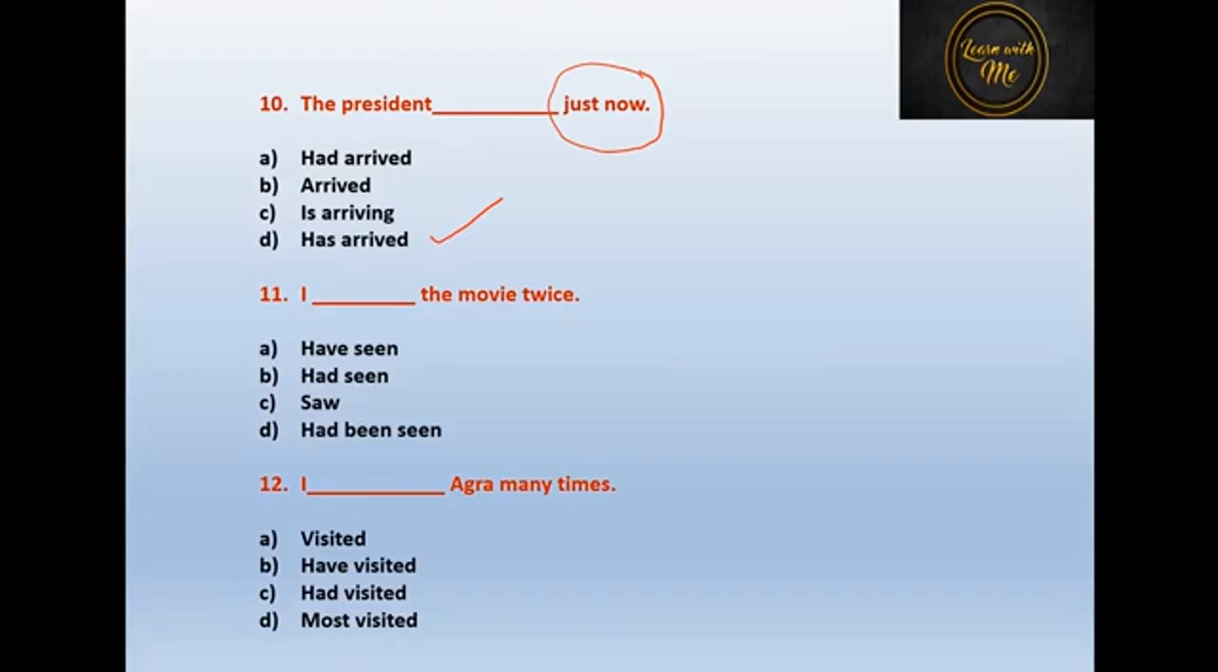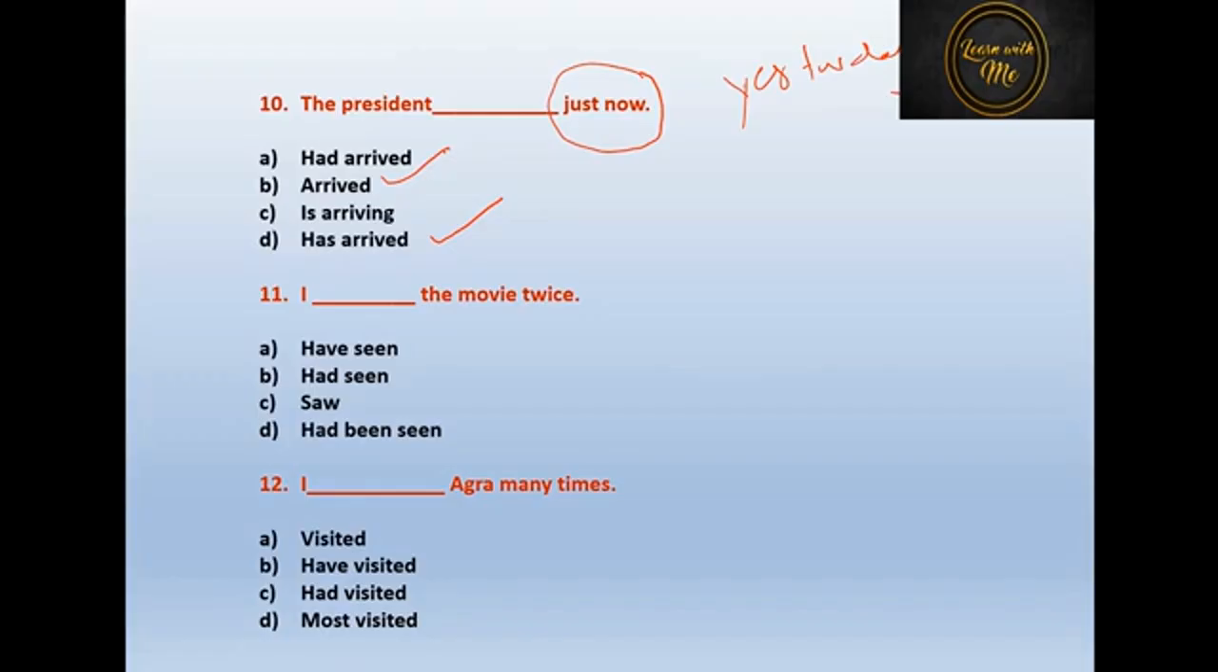Suppose the question is "the president blank yesterday", if the word at the end is "yesterday", then definitely "arrived" is correct. But here, if you see at the end of the sentence, "just now" is there. So that is the reason it is in present perfect. So "has arrived" is correct.